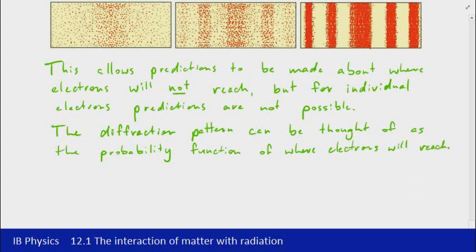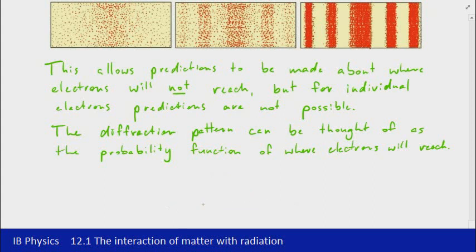Basically, it means that if you look at this scenario, we'd count more electrons in this middle region, then fewer electrons in this next region, and fewer again. If you think about the stereotypical graph for diffraction of light, we can use that as the probability function for where electrons are going to fall. So more of the electrons are going to fall in this central region and fewer on these secondary bands further out.